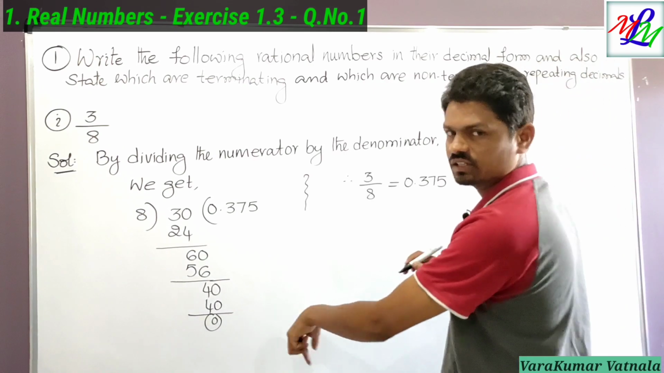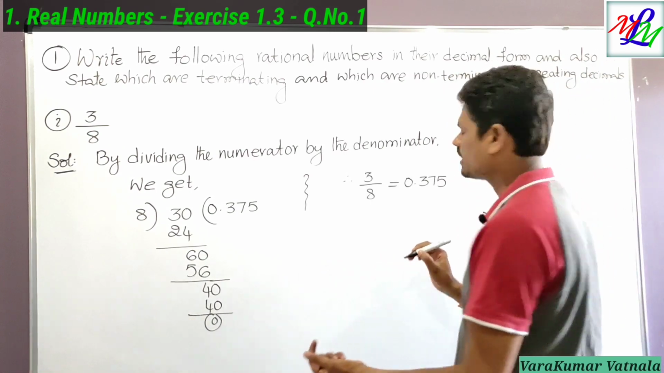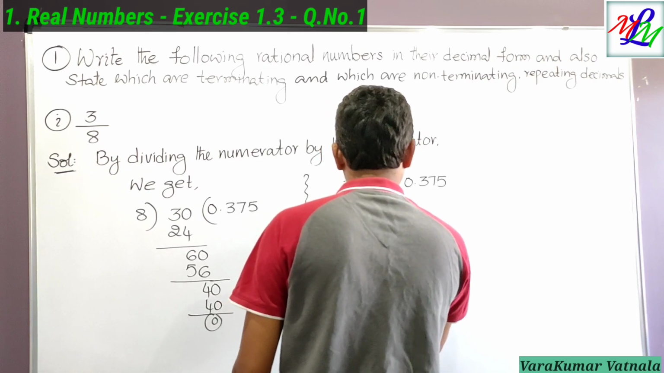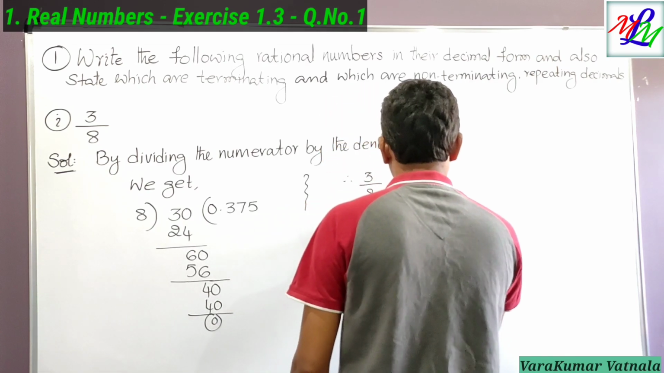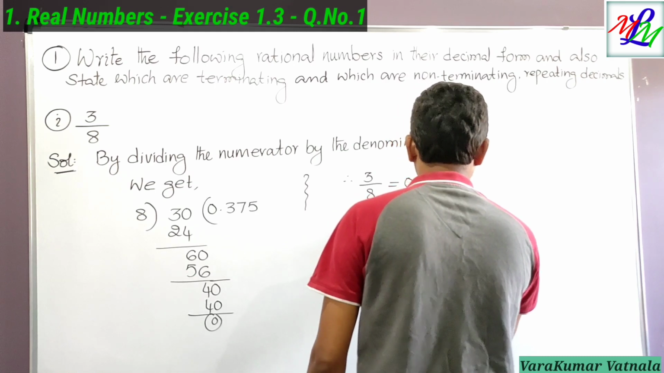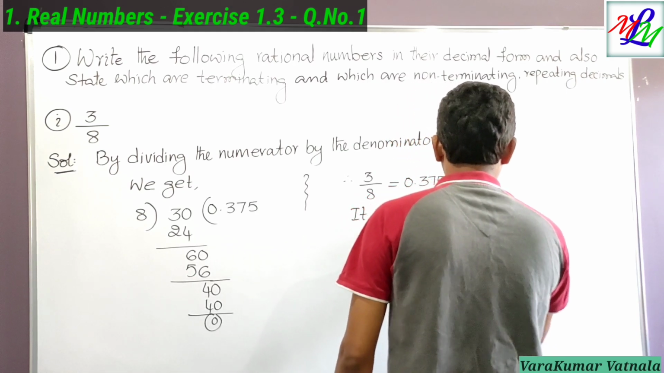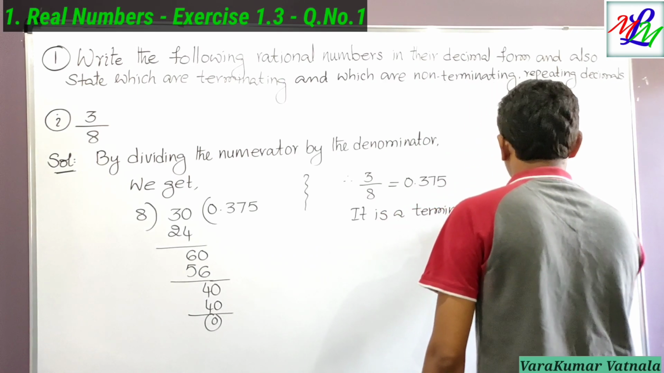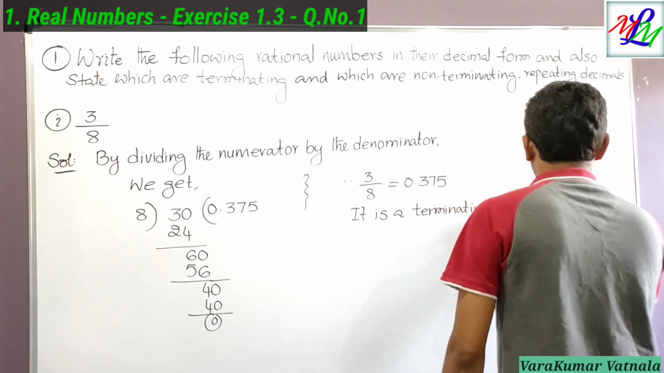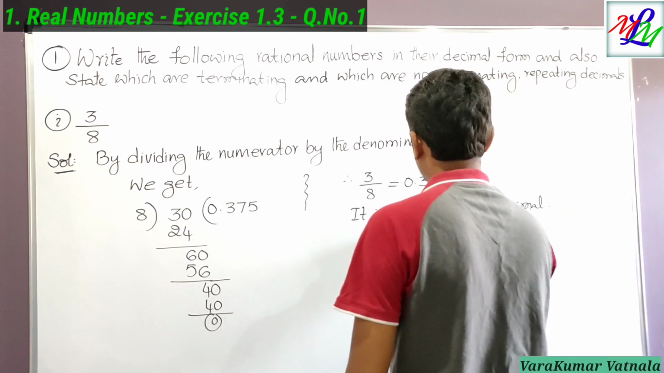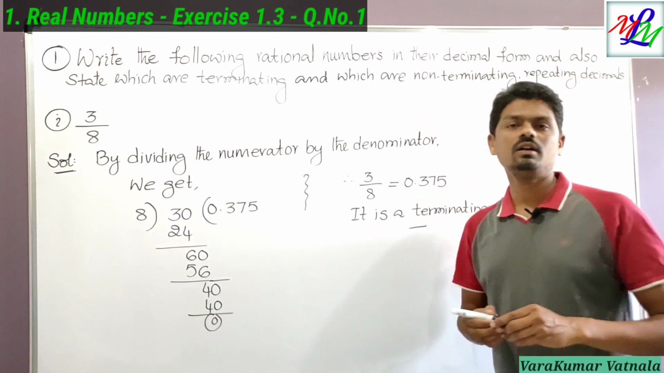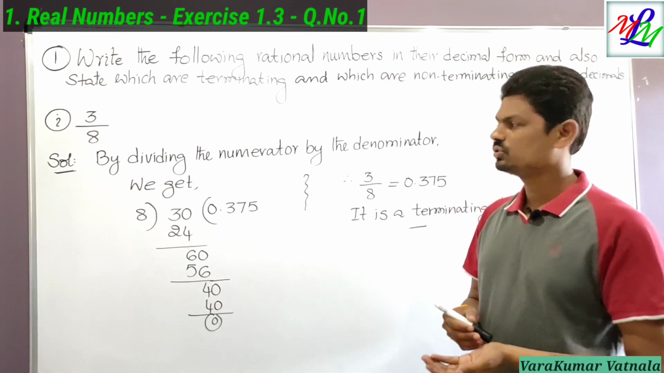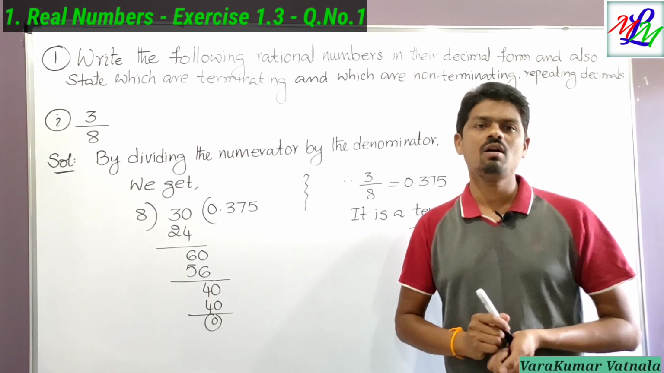Since the division is completed, we can say that it is a terminating decimal. So simply by dividing the numerator by the denominator, we can decide whether it is terminating or non-terminating repeating. So student, this is the first bit in the first problem.